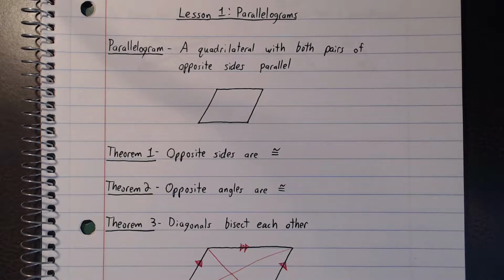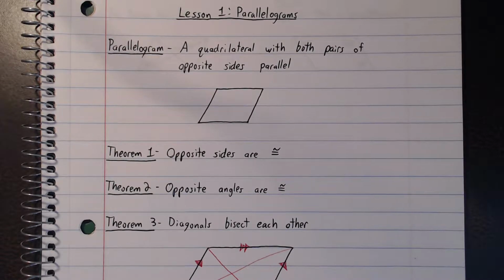Hey everyone, welcome to lesson number 1 of Unit 8, which is on quadrilaterals, and our lesson today is going to be on parallelograms. So what is a parallelogram? A parallelogram is a quadrilateral that has both pairs of opposite sides parallel. Makes sense, right? Parallelogram, parallel sides.